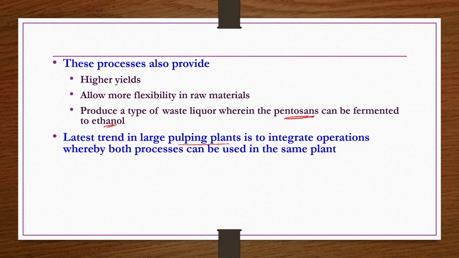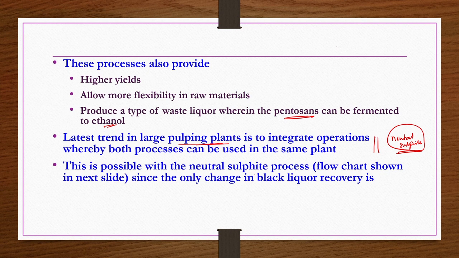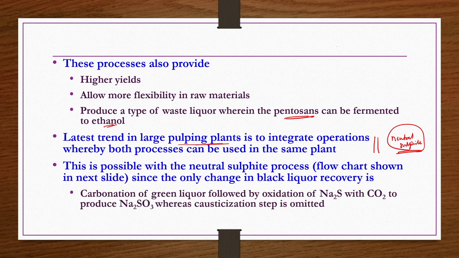The latest trend in large pulping plants is to integrate operations where both processes can be used in the same plant. In the comparison, we have seen that if you have a neutral sulfite process, then you can use the Kraft plant itself for running the neutral sulfite process. This is possible since the only change in the black liquor is carbonation of green liquor followed by oxidation of Na2S with CO2 to produce Na2SO3, whereas the causticization step, which is present in the sulfate process, is omitted.